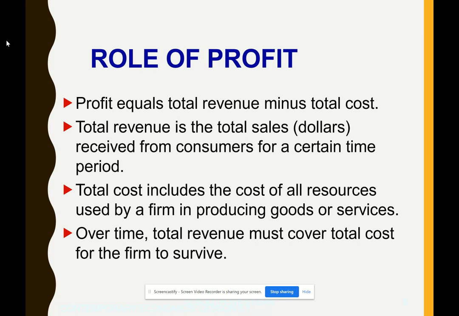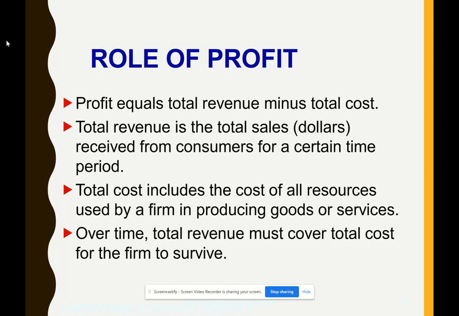So profit equals total revenue minus total cost. You have a lemonade stand. It costs you $10 to get all the products for the lemonade stand, right? All the ingredients, including cups. You make $40 off your lemonade stand. $40 minus the $10 cost, you made a $30 profit. That's what profit is.